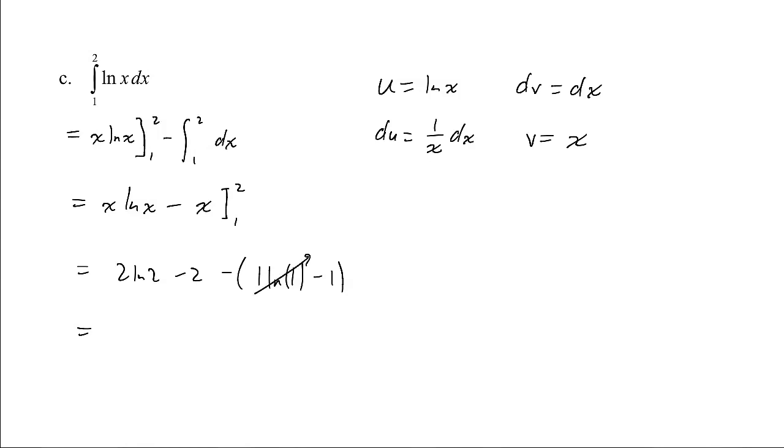So let's see, ln of 1 is 0. That goes to nothing. So I'm minus a negative 1 here, right? Minus negative 1 is going to be plus 1. So 2 ln of 2 minus 1. And that would be my answer on a multiple choice question there. Alrighty. So sometimes it's useful to have this even if you only have really one function there.